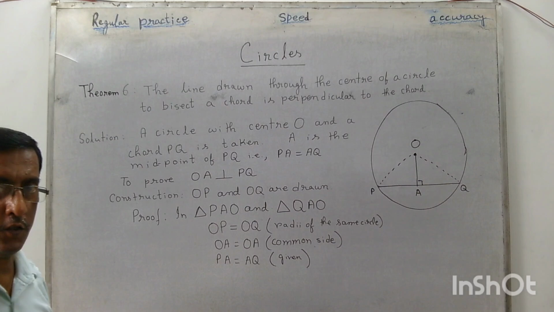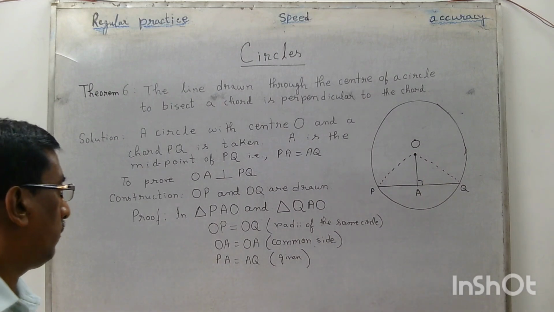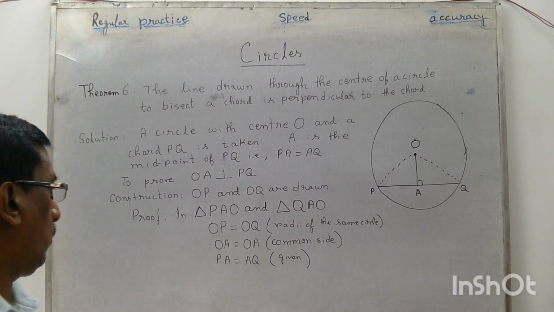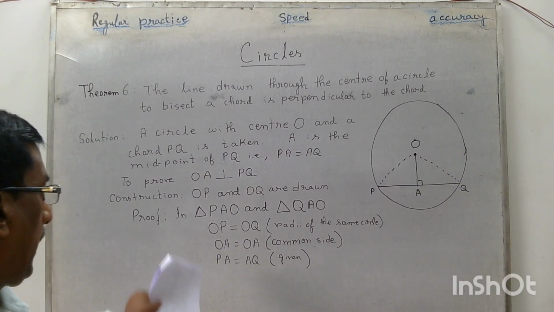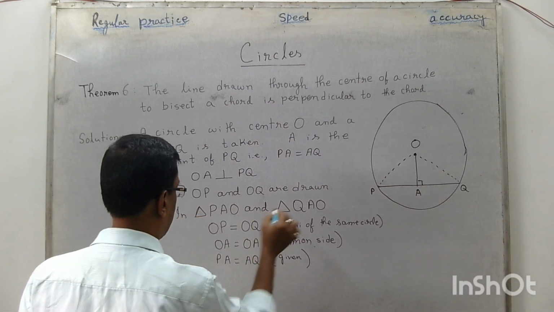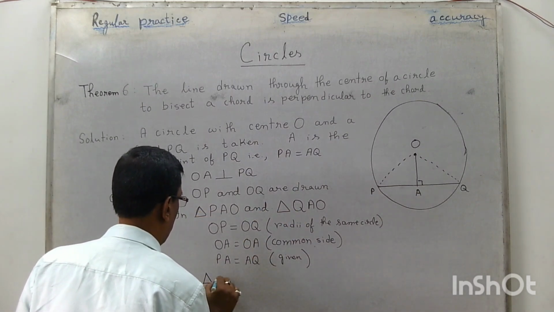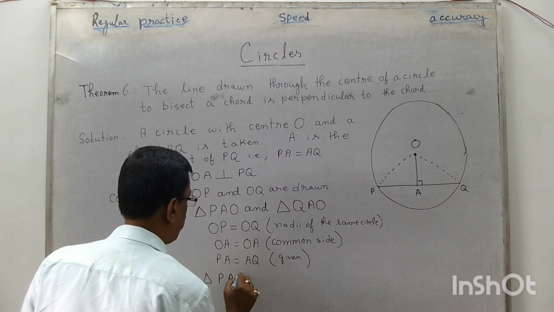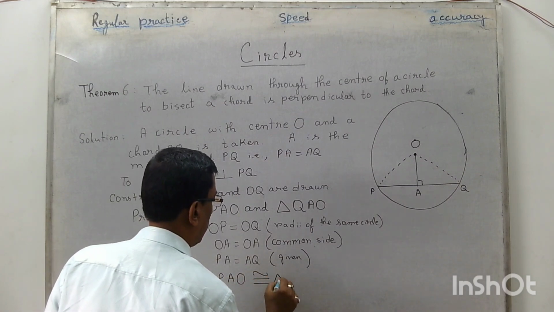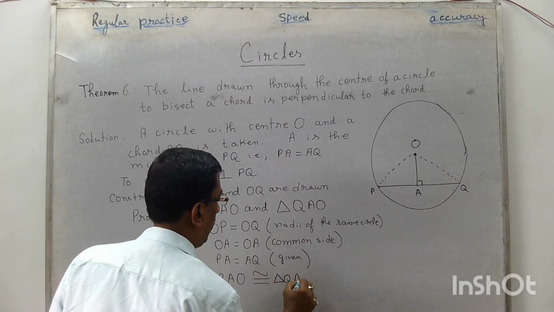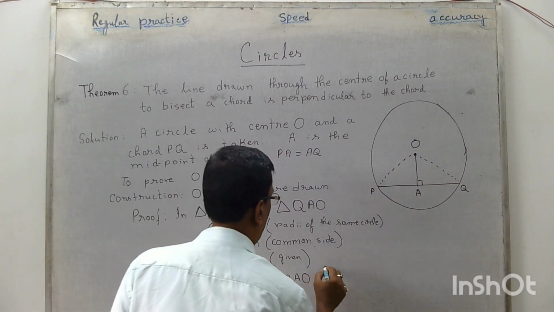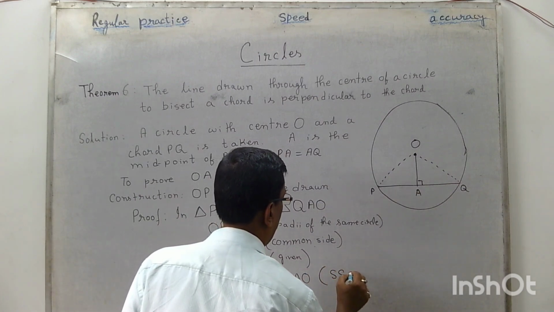So three conditions what we have written here. PA equals to AQ is given, OA equals to OA, common side, and OP equals to OQ, radii of the same circle. So these two triangles are congruent. PAO congruent QAO. Congruency is S.